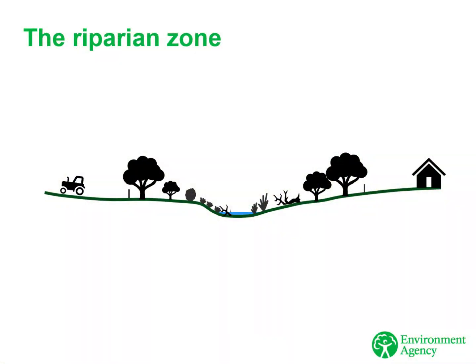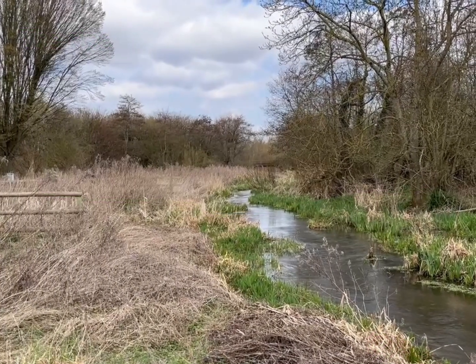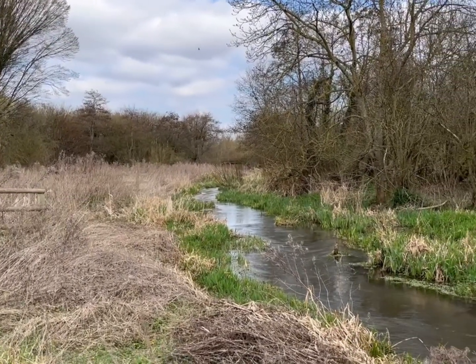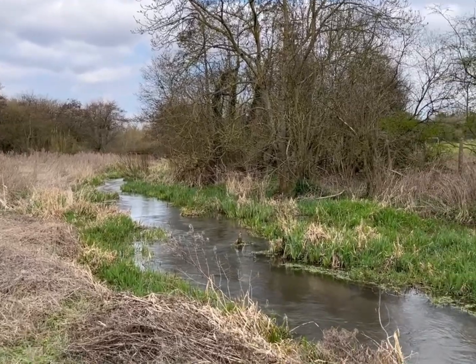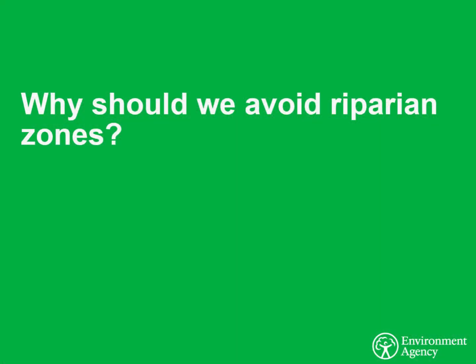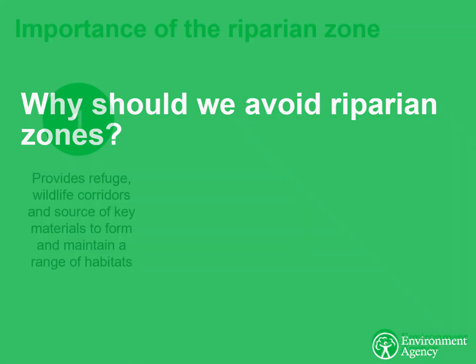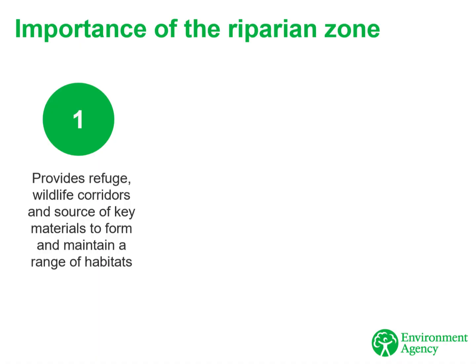In summary, the riparian zone is the area of land that runs along the edge of a watercourse. You may have also heard this space referred to as a buffer zone. The riparian zone is a fundamental part of the river that influences the shape, processes and ecology of the watercourse. This space is really important.